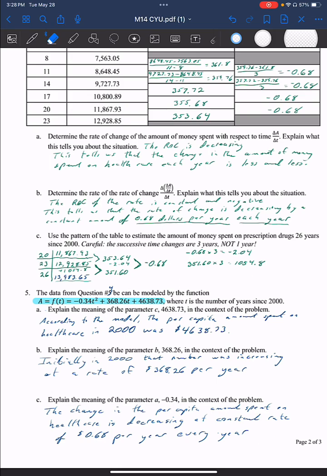The important part here is that it's the change. Ooh, I don't want to erase. I wanted to underline. So it's the change in the per capita amount spent on healthcare that's decreasing at a constant rate of 68 cents essentially per year, every year. It's the change in the rate of change.